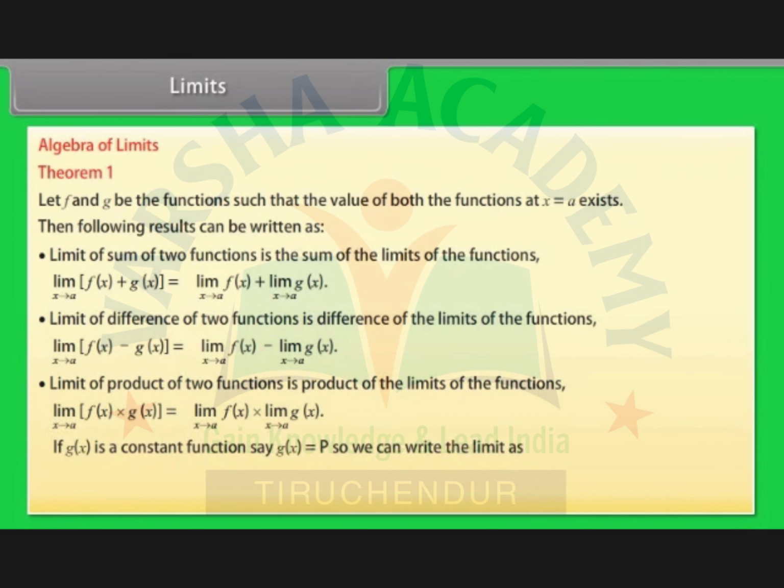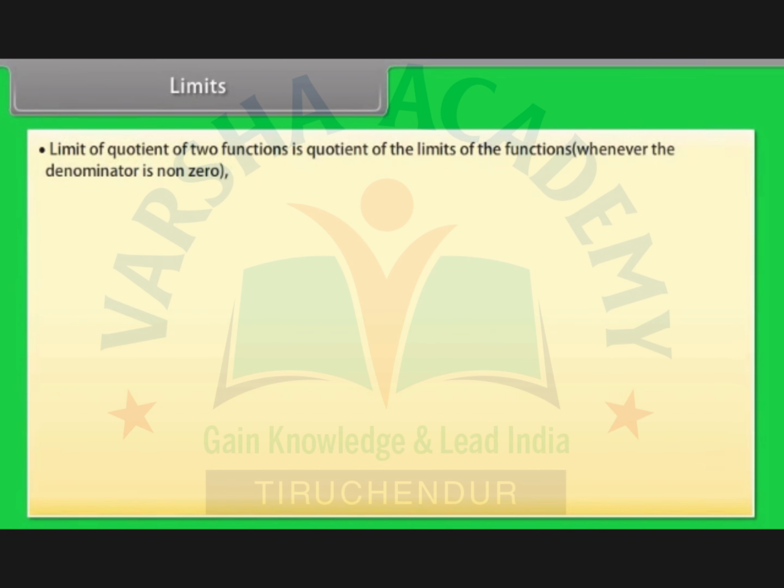If g(x) is a constant function, say g(x) is equal to p, so we can write the limit as limit x tends to a of p into f(x) is equal to p multiplied by limit x tends to a of f(x). Limit of quotient of two functions is quotient of the limits of the functions whenever the denominator is non-zero. Limit x tends to a of f(x) by g(x) is equal to limit x tends to a of f(x) by limit x tends to a of g(x).